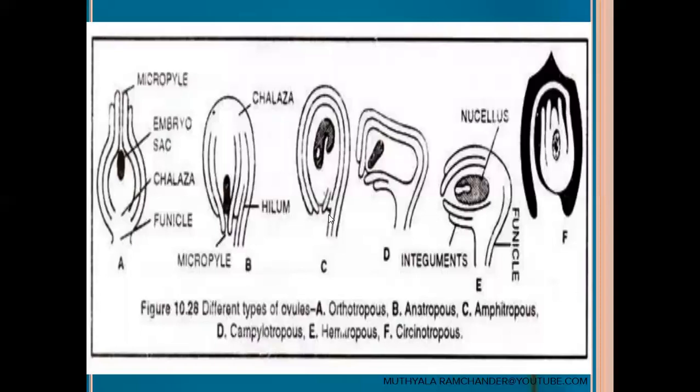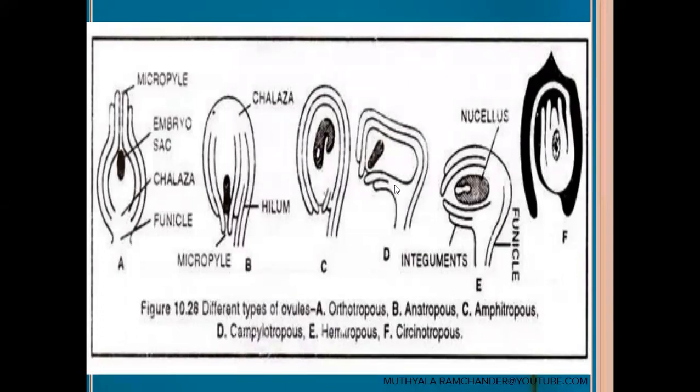The next one is the Amphitropous ovule. The Amphitropous ovule is similar to the Anatropous ovule, but the embryo sac is in a curved shape, like a horseshoe. Remaining parts are similar to the Anatropous ovule: the chalaza, embryo sac, and micropyle are arranged in a linear position. The micropyle part is near to the funicle and the embryo sac is curved like a horseshoe.